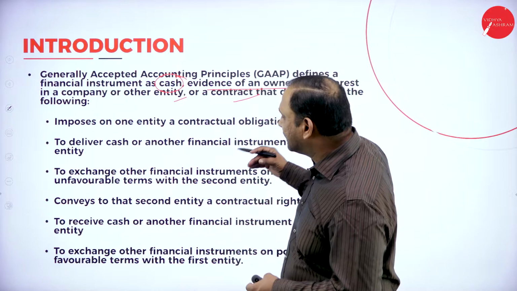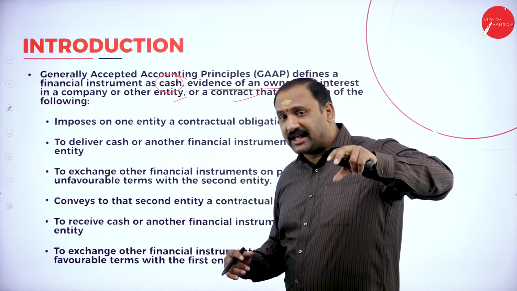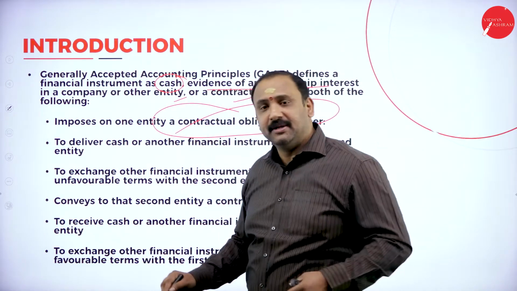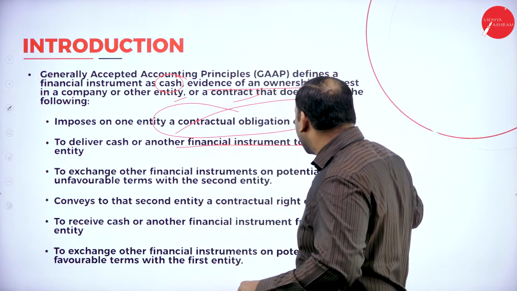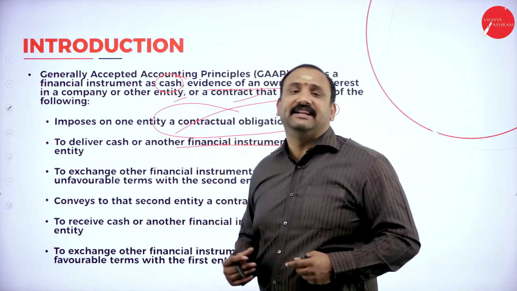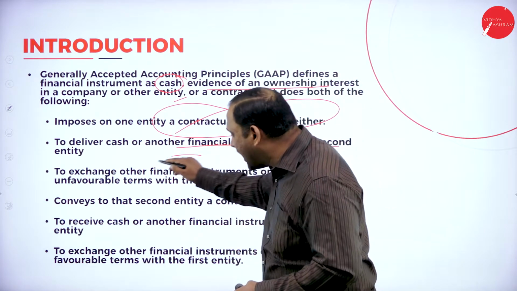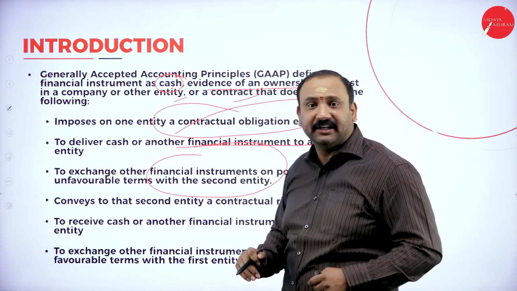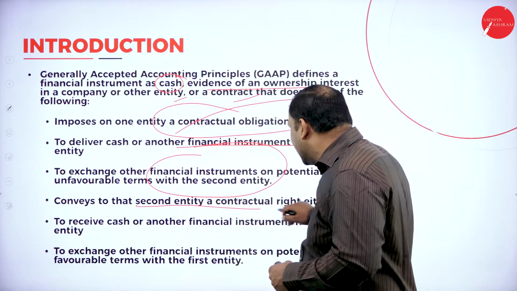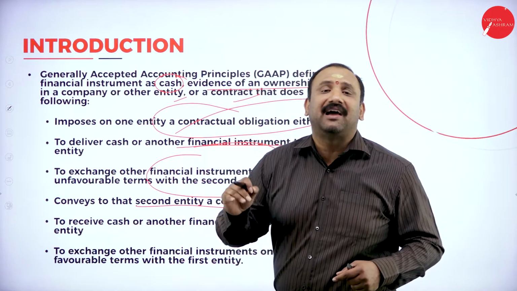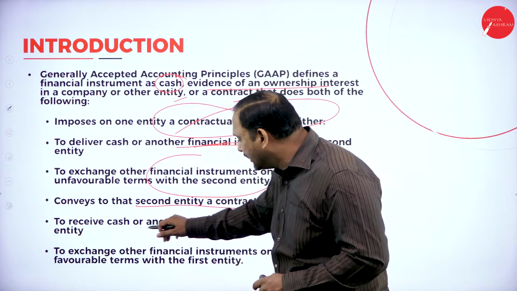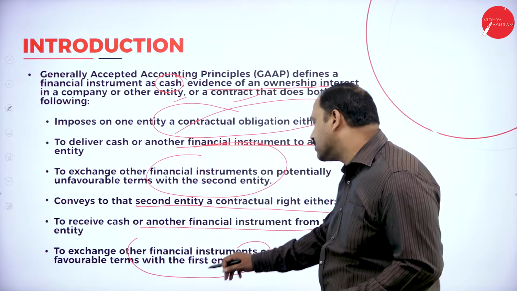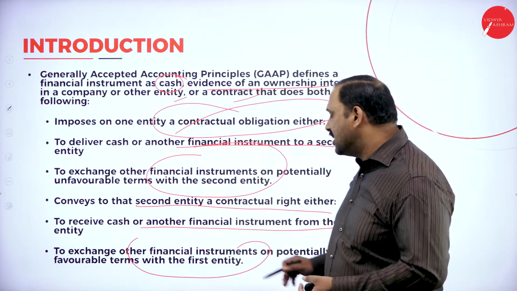Now, there are certain factors which tell about imposing on one entity a contractual obligation to deliver cash or another financial instrument to the second entity, followed by to exchange other financial instruments on potentially unfavorable terms with the second entity. It also conveys that the second entity has a contractual right either to receive cash or another financial instrument from the first entity, or to exchange other financial instruments on potentially favorable terms with the first entity.